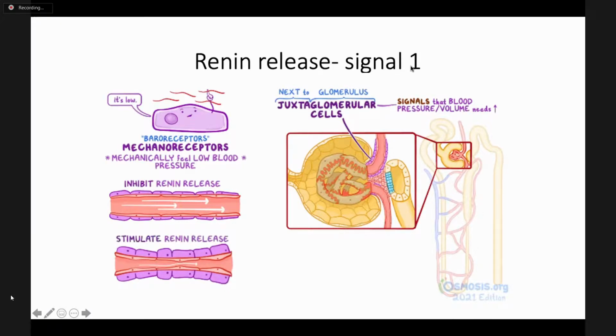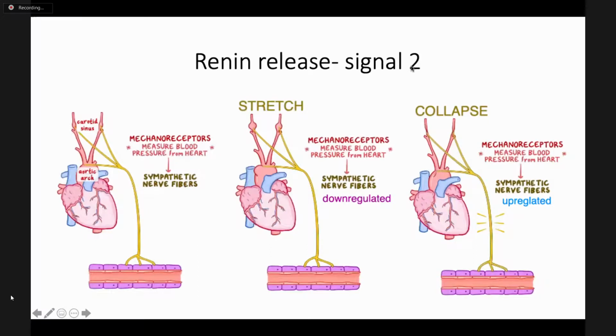Okay, signal number 2, as I told you, the stimulus is also from the autonomic nervous system, which is the sympathetic nervous system. The receptor is also a mechanoreceptor, a baroreceptor located in the carotid sinus and also the aortic arch. The baroreceptor measures the blood pressure. This actually has a connection to the granular cell in the afferent arterioles.